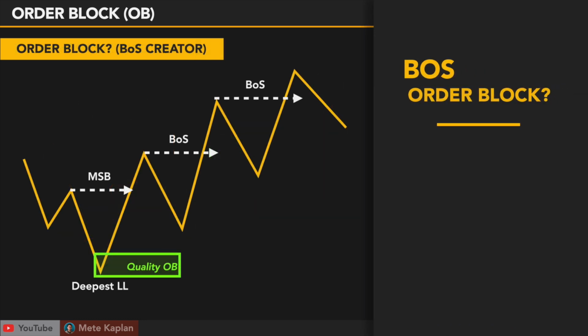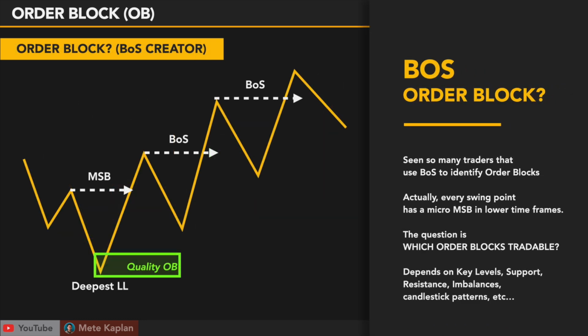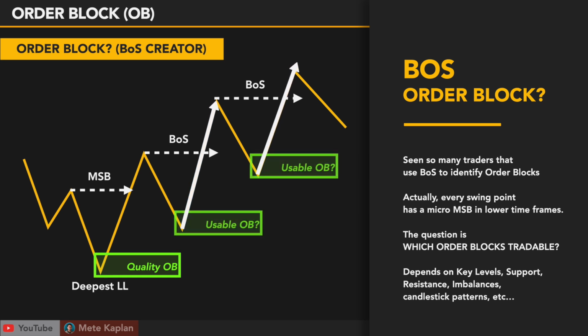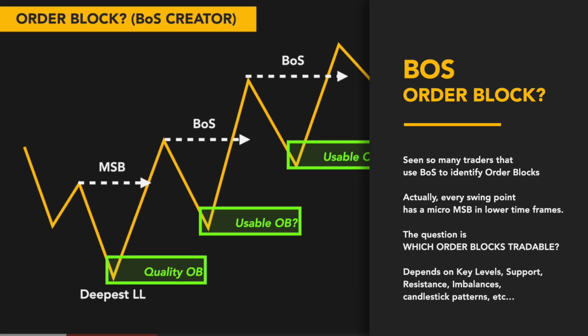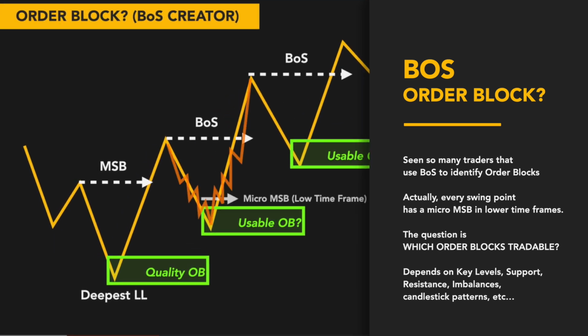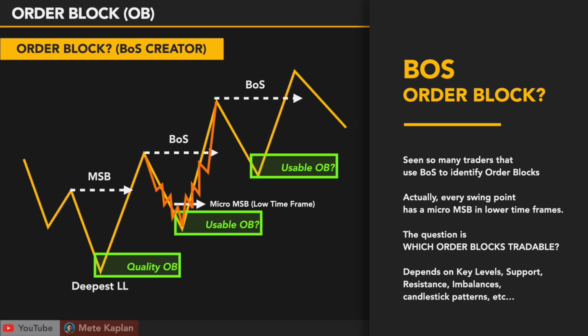I've seen many traders use higher lows or lower highs that cause a break-off structure as order block, supply and demand zones. Well, actually, there are market structure breaks at every single swing point. Just go to a lower time frame. You will witness another market structure break. So this means that order blocks are everywhere. But the question is, are they usable?